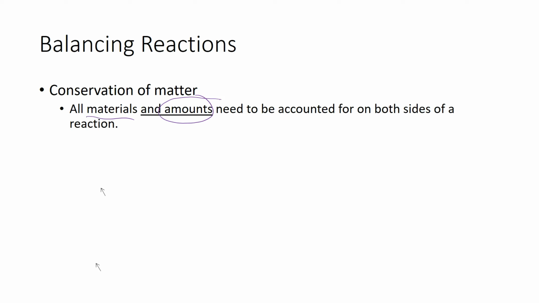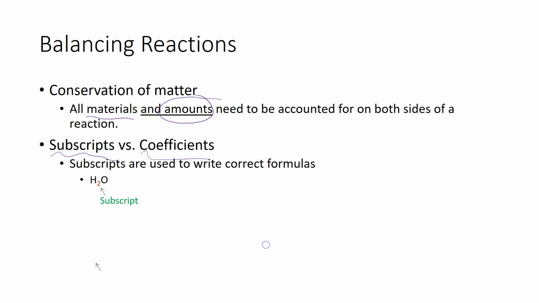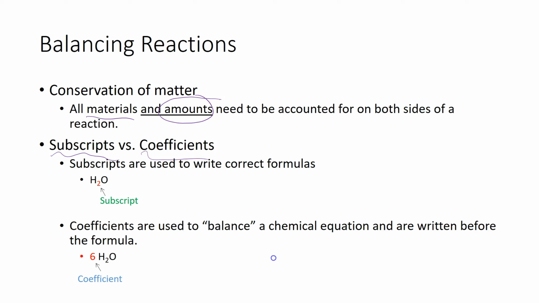The first thing we have to do, though, is differentiate between subscripts and coefficients and how they're used and what they mean. Subscripts are used to write the correct formulas. That's what we learned last semester. So if I say to write the formula for aluminum chloride, you know to write AlCl3, and that little 3 is your subscript. In water, the 2 in H2O is your subscript. So when I say subscript, those are the numbers I'm talking about.